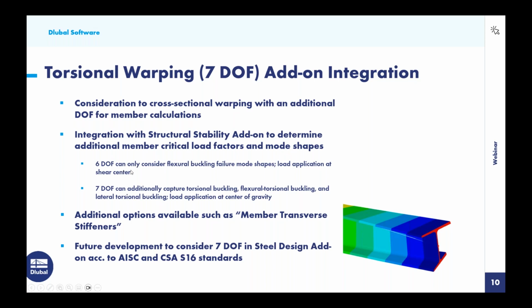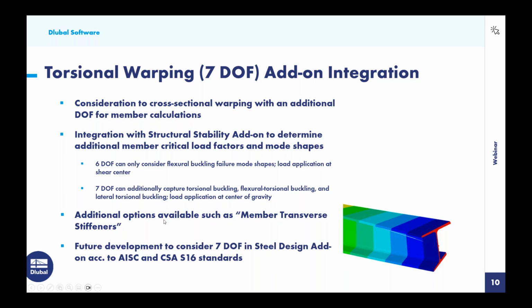So again, 6 degrees of freedom can only consider flexural buckling failure. That's everything that we have seen up until now. I did want to put a quick note here that also with 6 degrees of freedom, the load application is always at the member shear center. So now when we enable that 7th degree of freedom, we can additionally capture the torsional, flexural torsional, and lateral torsional buckling behavior. And when we do enable that 7th degree of freedom, we get a load application at the center of gravity or the centroid of the member instead.